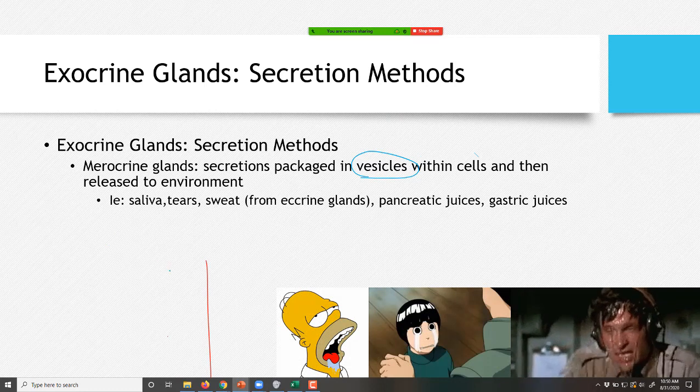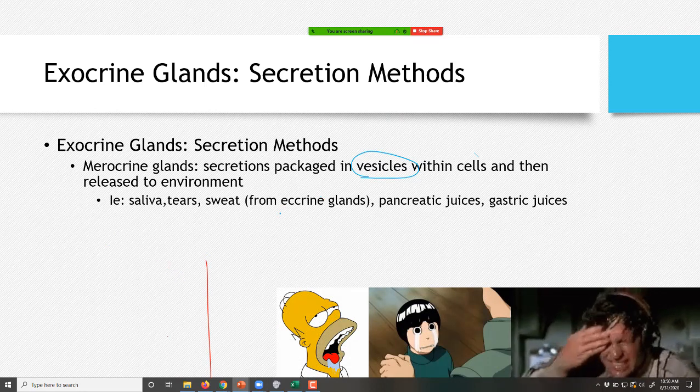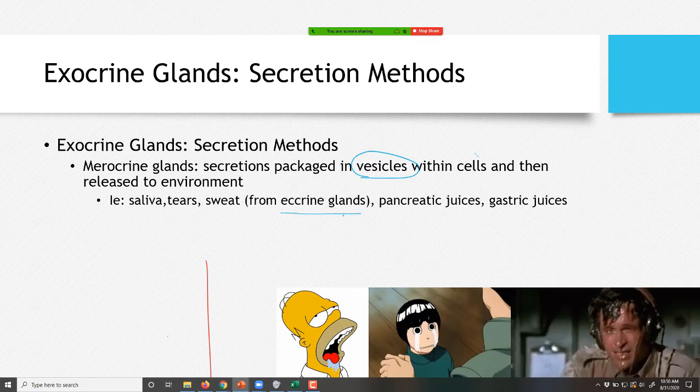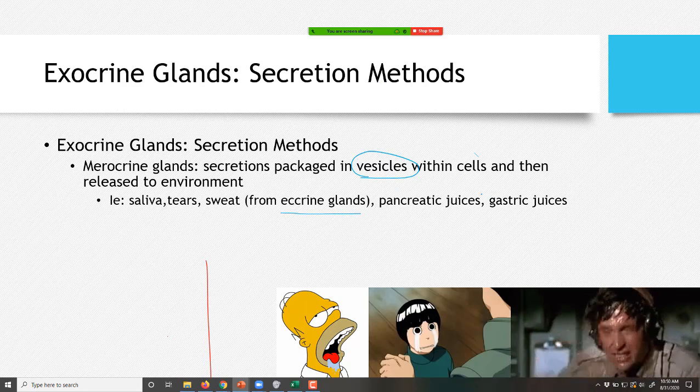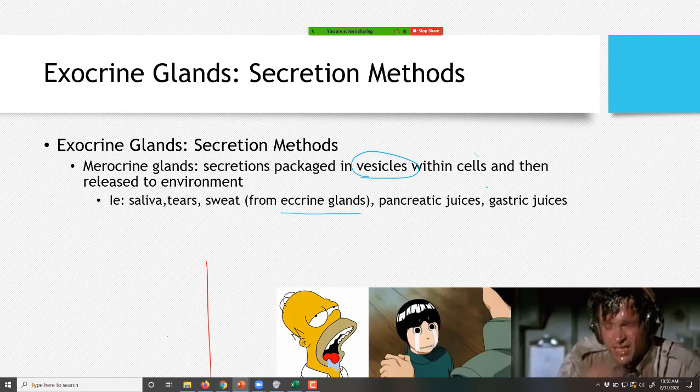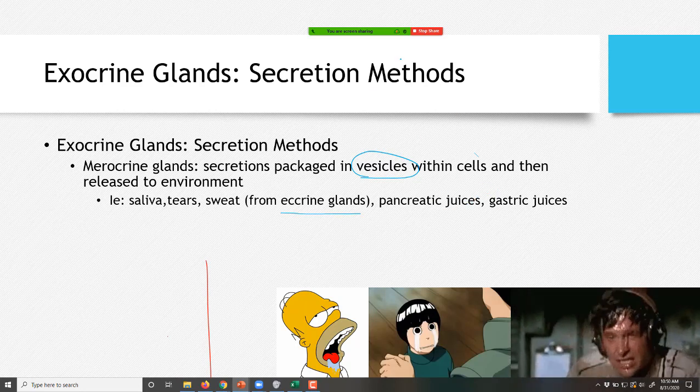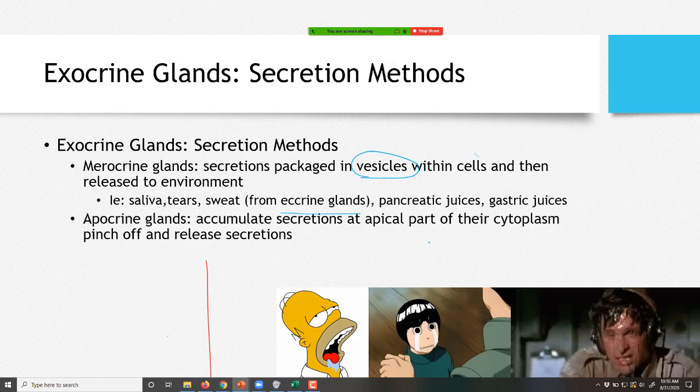Examples of this are saliva, tears, and sweat, and we'll talk about the eccrine glands later on in this particular unit. And also most of our enzymes from our gastrointestinal tract will be using these merocrine gland secretions.